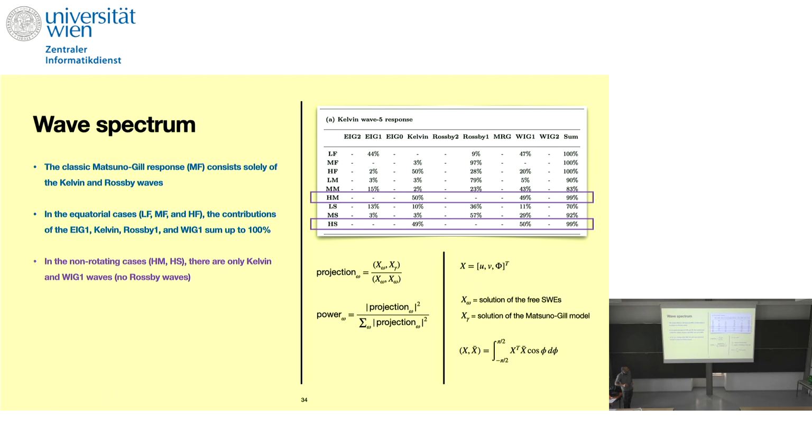Next, we have the heavy damping slow rotation and heavy damping moderate rotation cases, where we observed the non-rotating approximation applied. In a non-rotating case, you don't have Rossby waves. You only have two oppositely propagating gravity waves, which would project on, in this case, the Kelvin wave and the westward inertia gravity wave. And the two actually almost sum up to 100%.